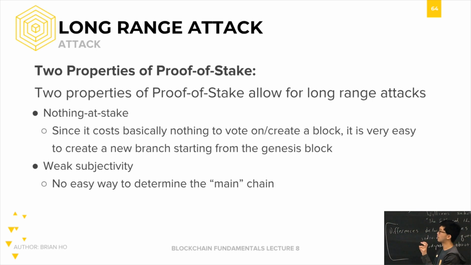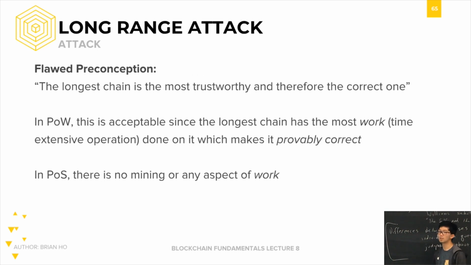And also there's the idea of subjectivity. We have no real way to determine which chain is the main chain. If we have different forks, if we have 5 different forks, how do we actually determine which is the correct chain? If we're a node that just came online again after being offline for 2 weeks, right? So we have this flawed preconception that this longest chain that we have is the most trustworthy and therefore the most correct one. It's a safe assumption to make in proof of work, because in proof of work, this longest chain has had the most work done on top of it, and it's kind of provably correct.